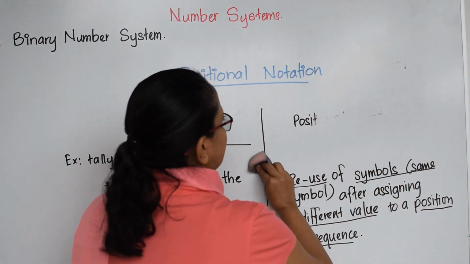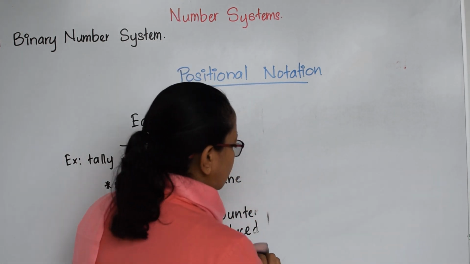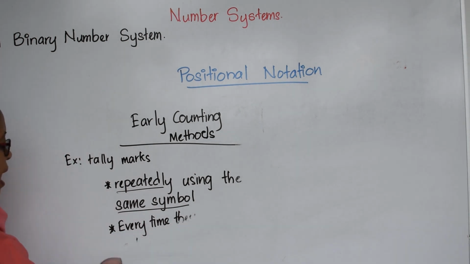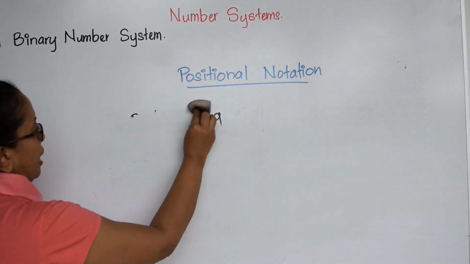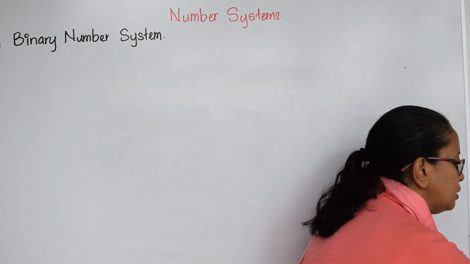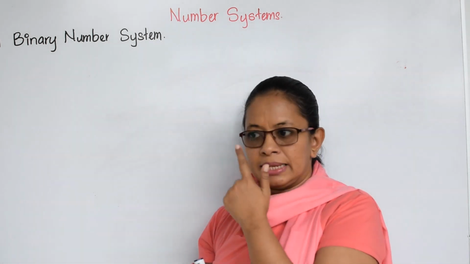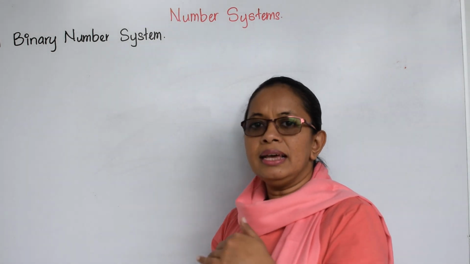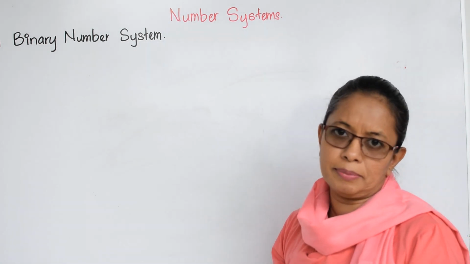So let's see how these positional values have changed the way humans do their day-to-day work. The decimal number system is a number system based on this positional number system.